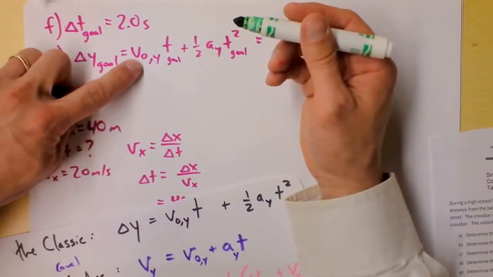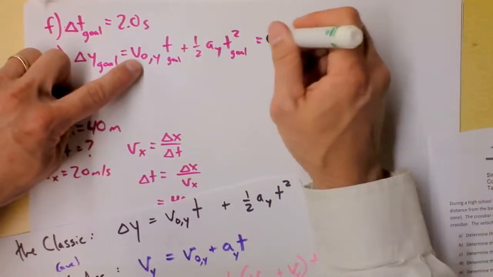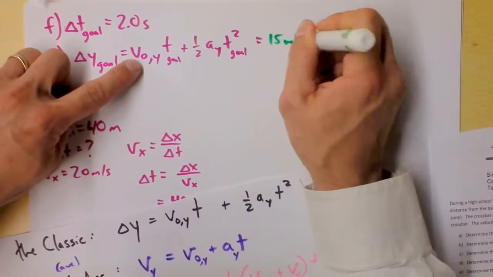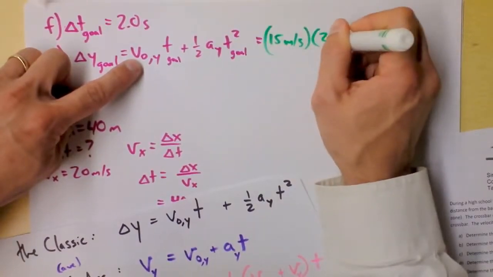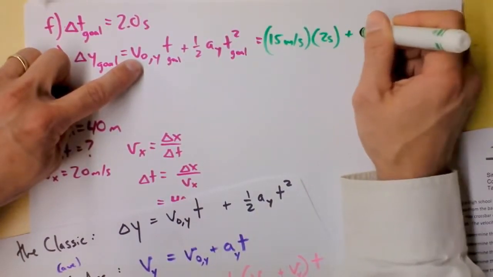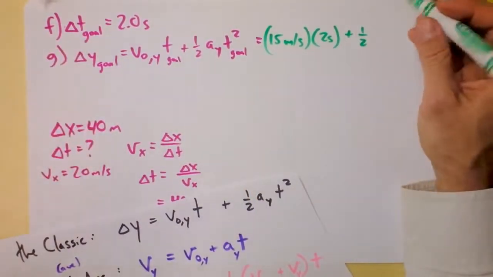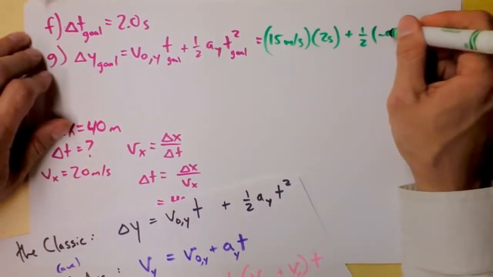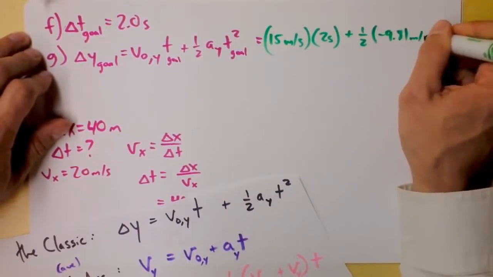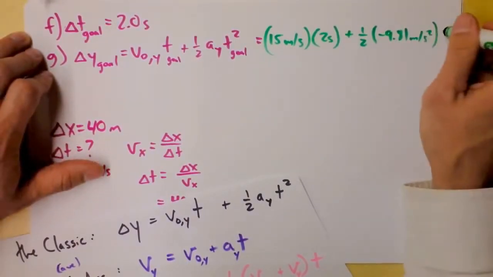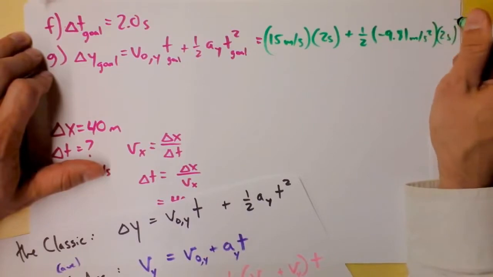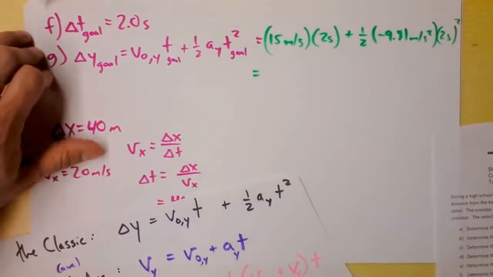I've got V0 in the y direction, which is 15 meters per second, and I'm multiplying that by 2 seconds. You can do a lot of this in your head, especially if you pretend that the acceleration of gravity is negative 10. So then I'm plugging in negative 9.81 meters per second squared, and then I'm supposed to multiply that by 2 seconds and square it. So I'll do all that business.